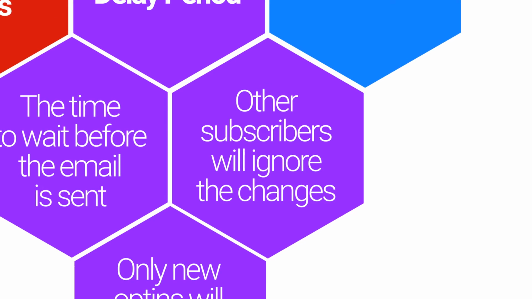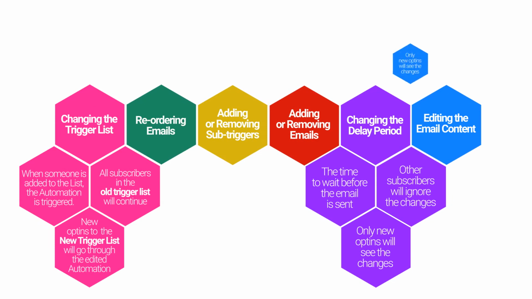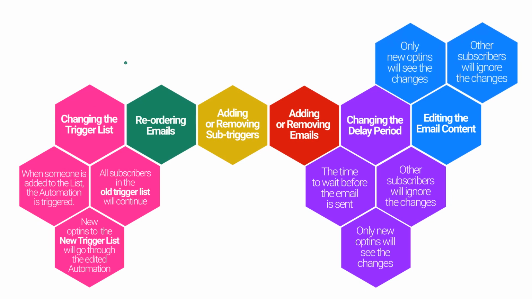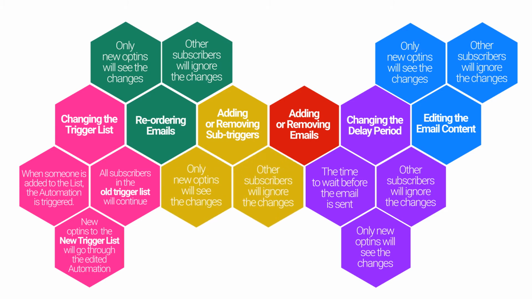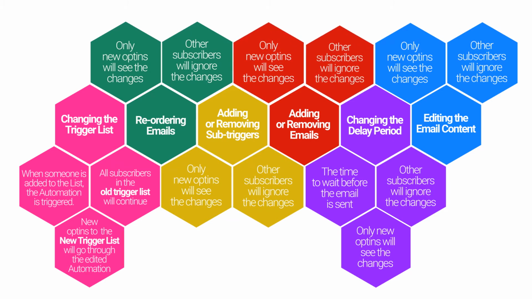they were queued for. The same mechanism happens when you edit the content of one or all of your sequence emails, change the order of the emails in the sequence, add or remove sub-triggers, or when you add an email newsletter.